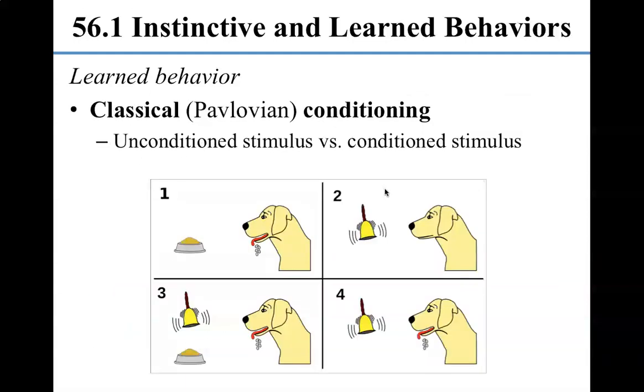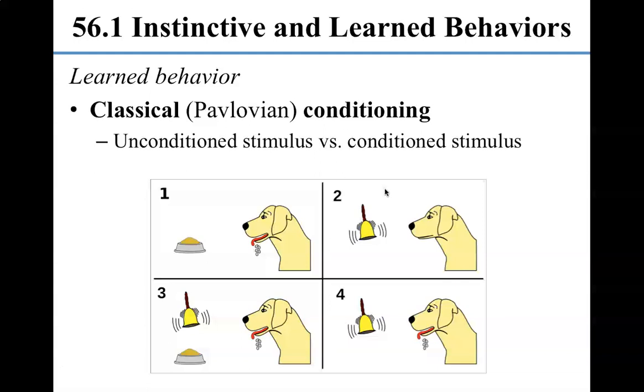Another example of learned behavior is classical conditioning, also called Pavlovian conditioning. And this is a famous experiment that you've probably heard of. So Pavlov took some dogs and he put them in cages, and he found, I mean, everyone knows that when you show a dog a bowl of food, it's going to get excited and it's going to start salivating as it's anticipating its next meal.